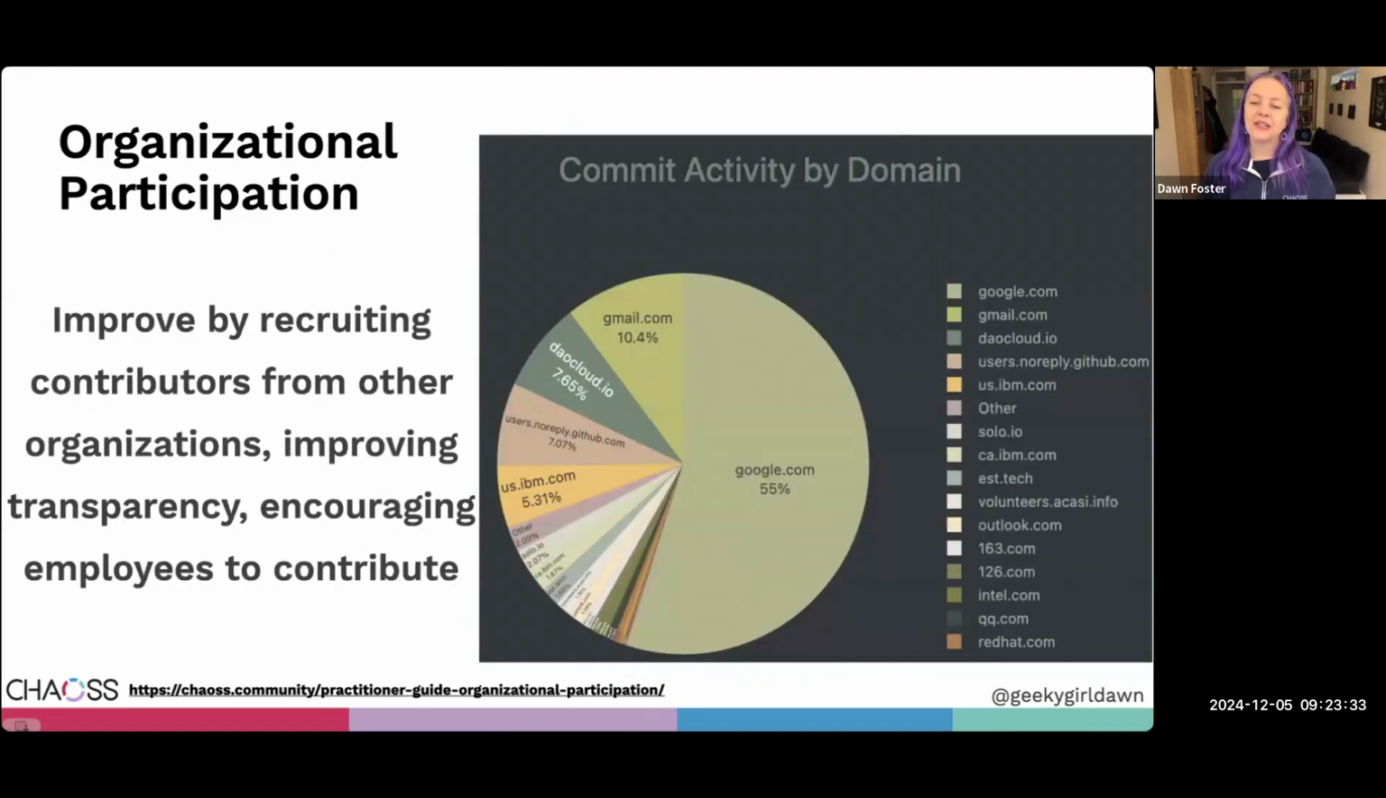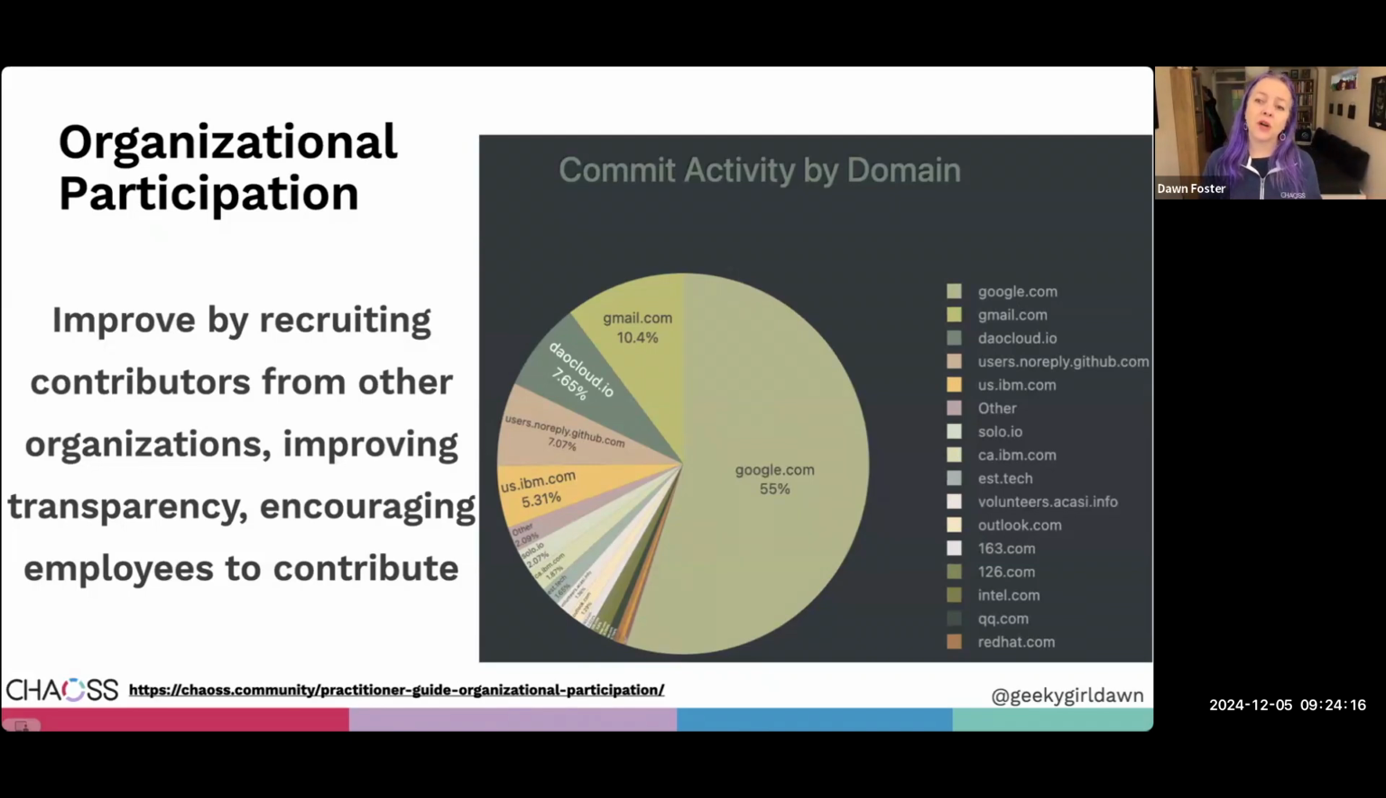Now, improving organizational participation depends a lot on whether or not you work for that dominant organization. If you work for that dominant organization, you might want to focus on getting more contributors from other organizations by reaching out to people or customers that you know are using the project and might be interested in contributing. It's also important to improve transparency so that all of the work is happening in the open, which makes it easier for people from other organizations to contribute. And this might require, frankly, training your staff on how to work in the open. And I know the Linux Foundation has loads of training courses for that as well.